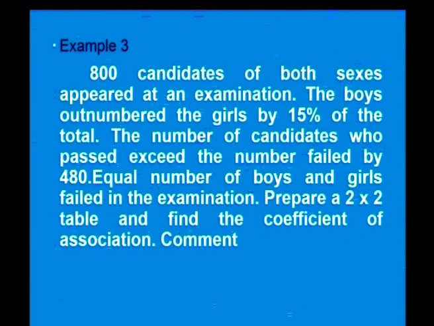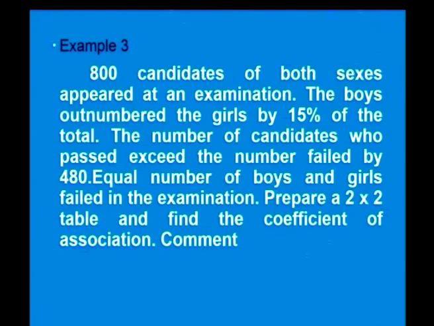The next example is about preparing a 2 cross 2 table. 800 candidates of both sexes appeared at an examination. See here, in each problem, describing the attribute is very important. You have to describe the attributes A and B carefully, then only we can take its complements alpha and beta. So, the gender can be taken as one attribute A, and passing the examination is the other. So, appearance and passing the examination can be taken as another attribute B.